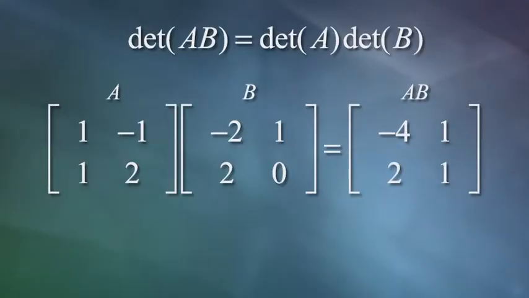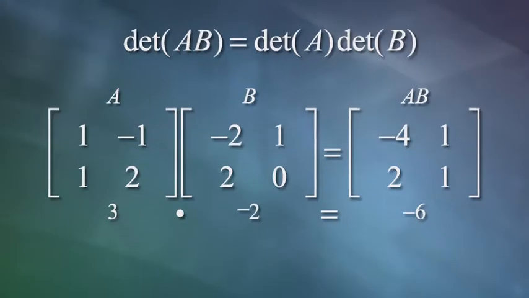Another property of determinants is that they behave well under multiplication. It may be a surprise to you that the determinant of a product is the product of the determinants. Let's look at this example. We have two matrices, A and B, and their product, AB. When you compute their determinants, you get 3 and minus 2, and their product has determinant minus 6. It's rather surprising that these things should be related at all.